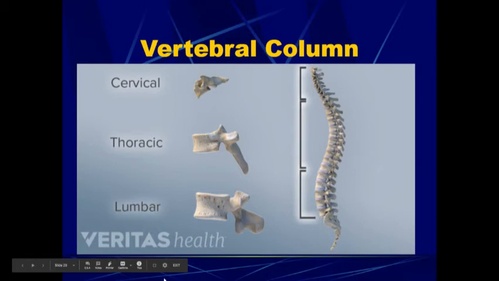This is just showing the relative comparison between cervical, thoracic, and lumbar vertebrae in terms of size and the shape of the different parts. This would be the body, and you can see how it gets more massive the further down the spinal column we go. And then you can see also the differences in the spinous process.